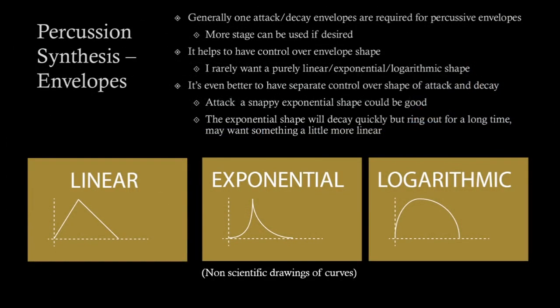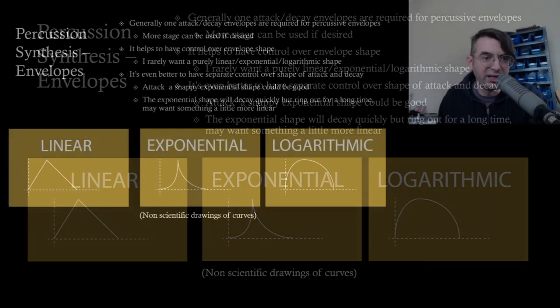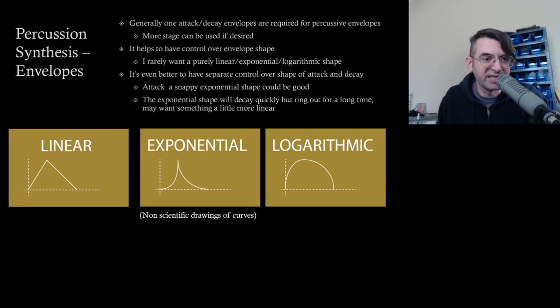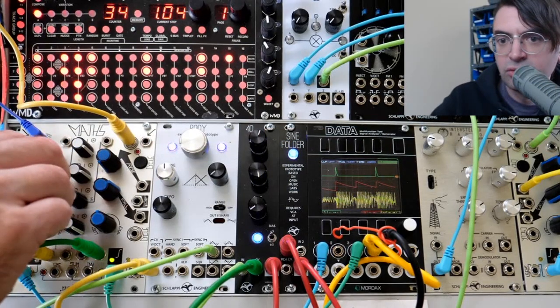When doing percussion synthesis, you generally only need an attack decay envelope, though more stages can be used if necessary. It also helps to have control over envelope shape instead of being restricted to just linear or exponential. And it's even better to have independent control over the shape of the attack and decay.